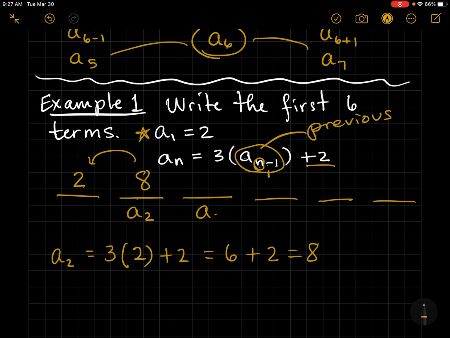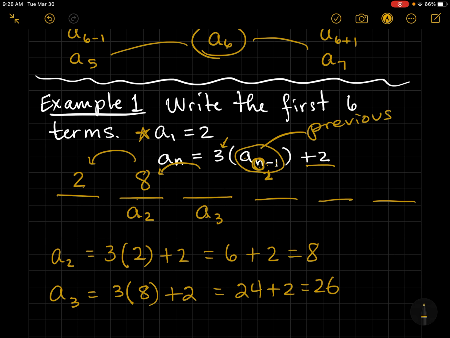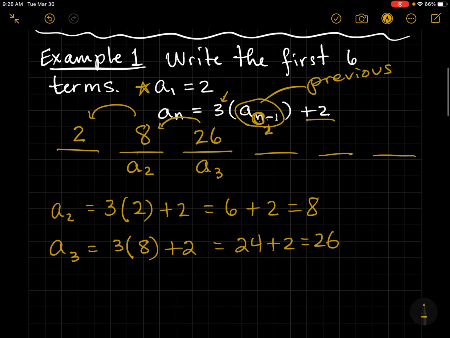Now, if we want to know a sub 3, if you were to place 3 in for n, 3 minus 1 is 2. So this term is going to be based on a sub 2. So to find a sub 3, we're going to say 3 times the previous term, which is 8, plus 2. So that's 24 plus 2 is 26. Okay, so we're always just looking at the previous term to plug in here. I hope that makes sense to you.